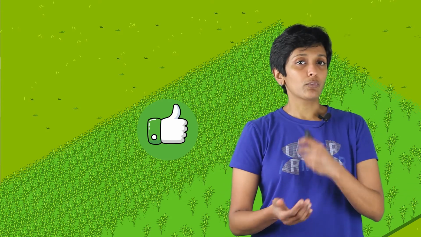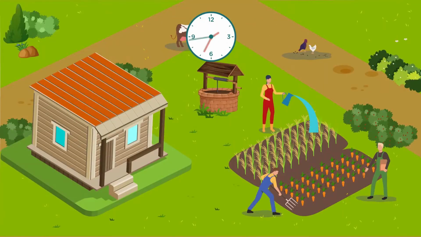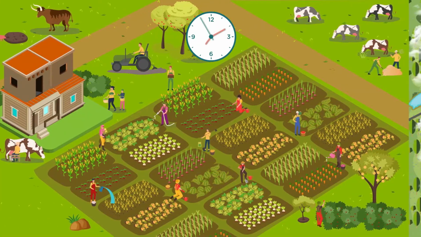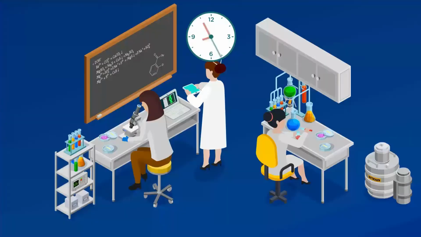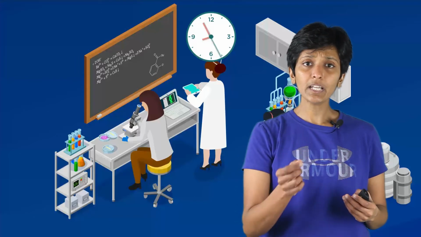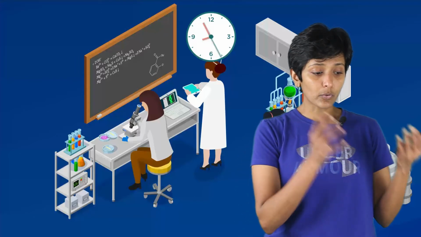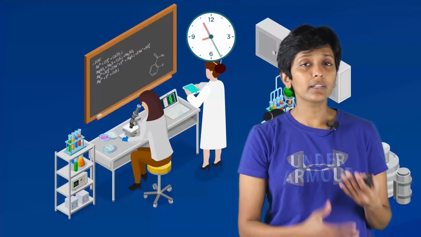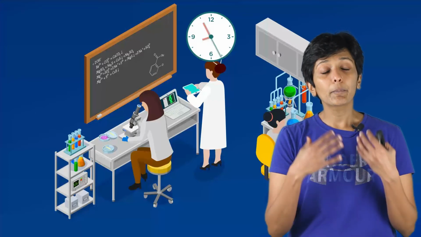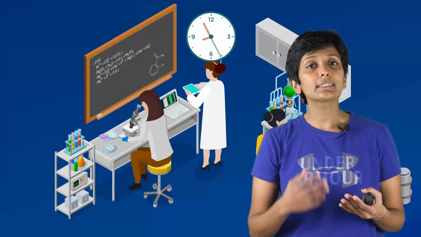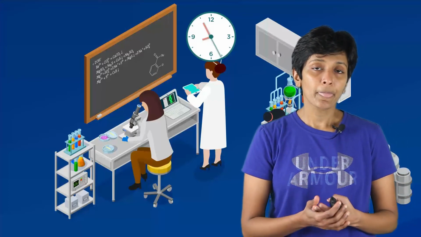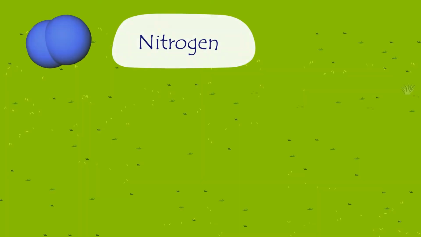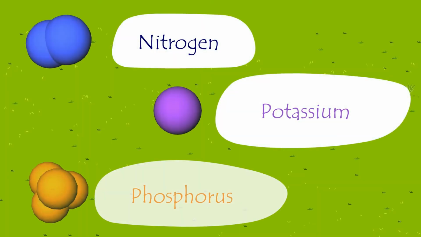So, let us fast forward now. Let us fast forward hundreds of years through scientific research and advancements. We now know exactly what these nutrients are. We now know that like a growing child needing iron, calcium, protein and all these minerals, a growing plant also needs three very important minerals. Those are nitrogen, potassium and phosphorus.